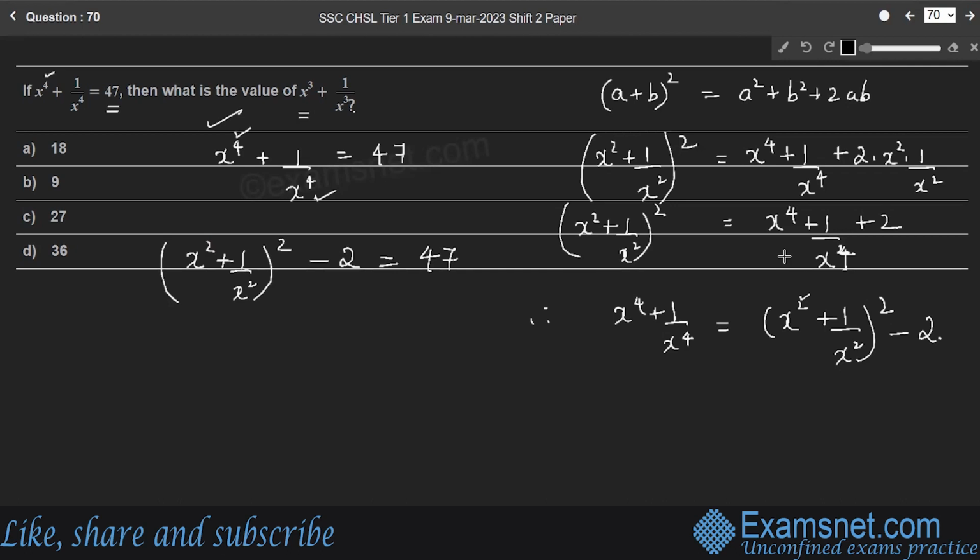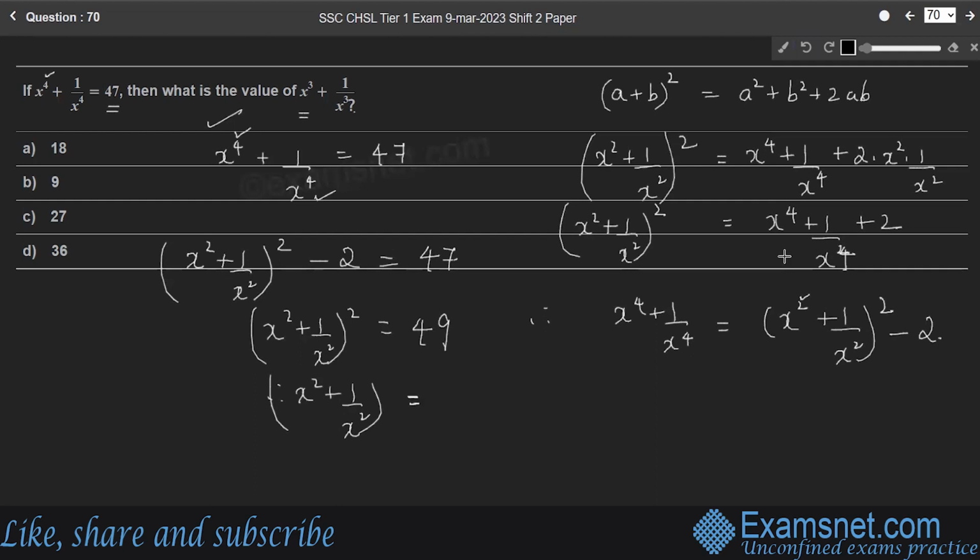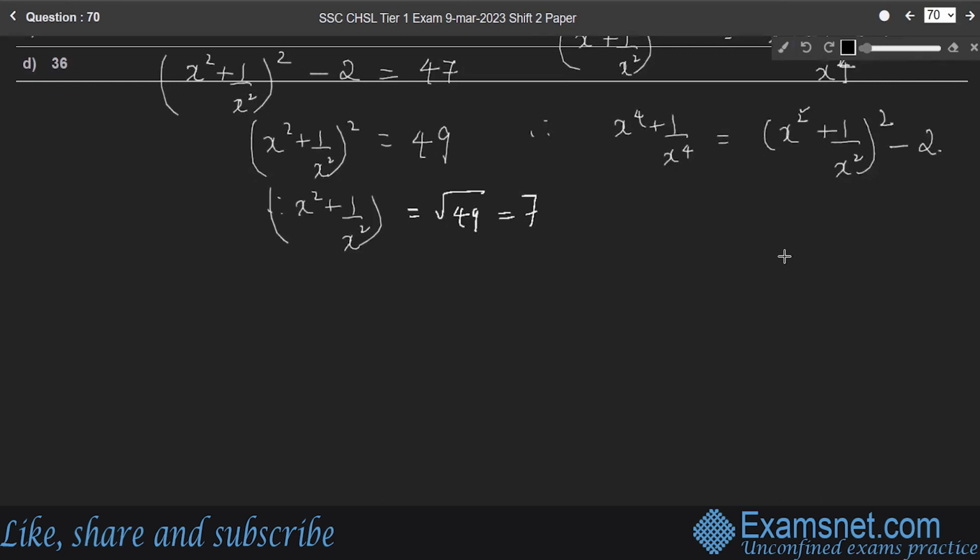RHS will be as it is. Therefore, x square plus 1 by x square, the whole square can be written as 49. 47 plus 2 becomes 49. Therefore, x square plus 1 by x square, the whole square is not whole square. So, remove the square. So, x square plus 1 by x square is root of 49, which is 7. Right? Now, again, reduce the power of x. For that, reduce the power of x means half of its power. Right? It becomes x plus 1 by x, the whole square, minus 2.